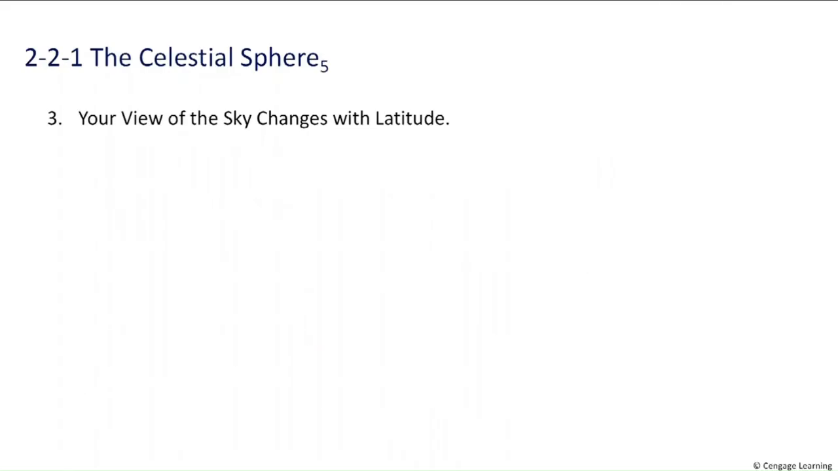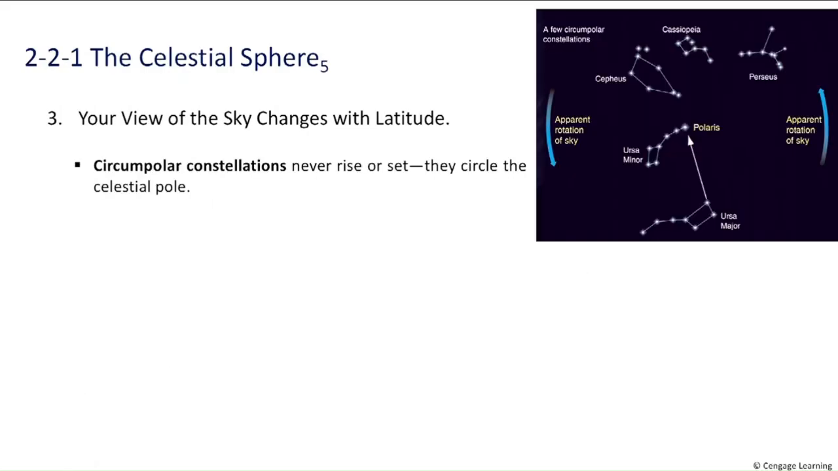Have you noticed some stars never seem to set? These are called circumpolar constellations. They are like night sky VIPs, always visible because they circle the pole. So this figure shows a few circumpolar constellations.